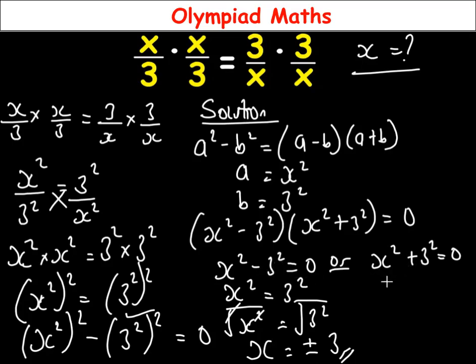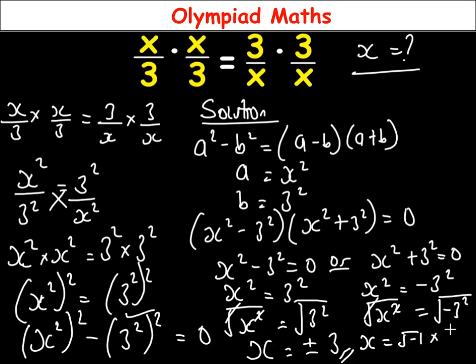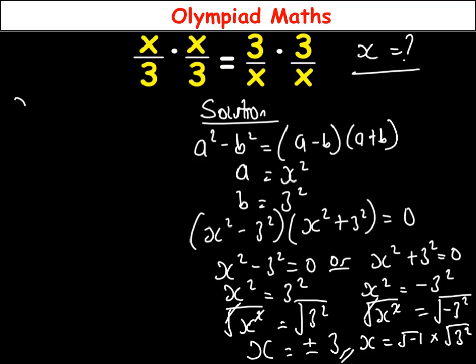Now for x squared plus 3 squared equal to 0, x squared is then equal to minus 3 squared. So square root both sides to solve for x. The square root of x squared is equal to the square root of minus 3 squared. The square cancels the square root, so x is equal to, now this can be written as, the square root of minus 1 times the square root of 3 squared. x is then equal to, the square root of minus 1 is i, times the square root of 3 squared, which is plus or minus 3. So x is then equal to plus or minus i times 3. Okay, so we've gotten the values of x for x squared plus 3 squared equals 0.